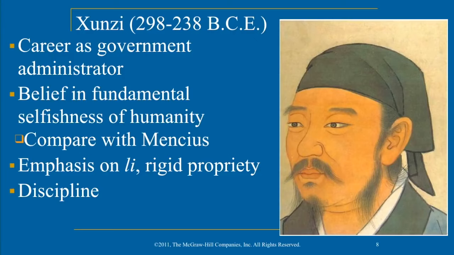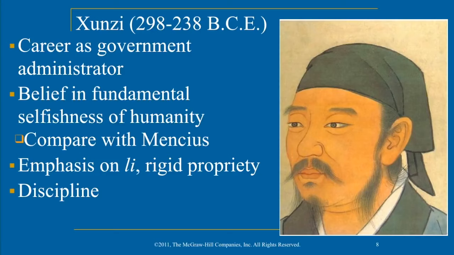Then we get to Junzi. He had a career as a government administrator. He had almost an exact opposite of Mencius, and he had a belief in the fundamental selfishness of humanity. He believed that people naturally were selfish, and that by being naturally selfish, they're not going to practice Ren. They're not going to do good things. They're not going to want to be kind to one another.